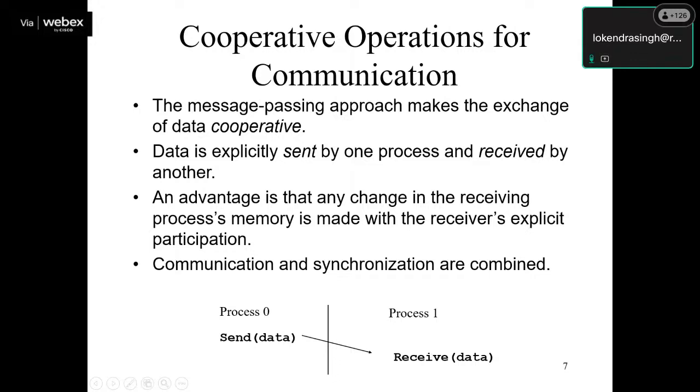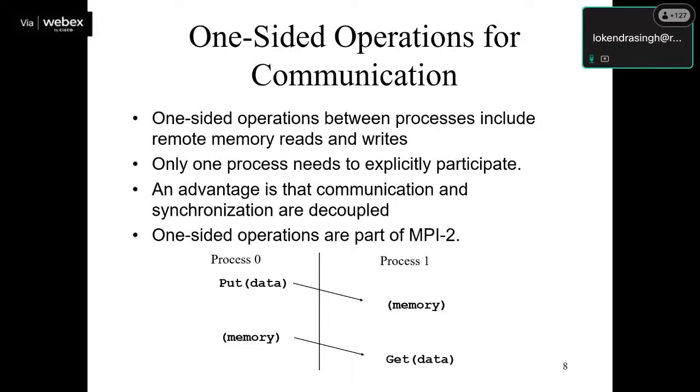An advantage is that any change in the receiving process memory is made with the receiver's explicit participation. So communication and synchronization are combined in the cooperative operation. That is the main advantage. How can you combine the communication and synchronization? So cooperative is the very good achievement of MPI. So that is the one-sided operations for communication.